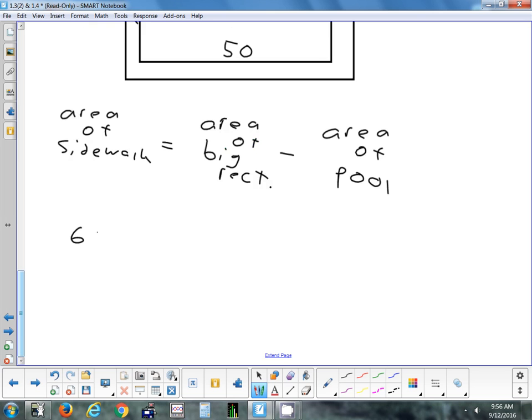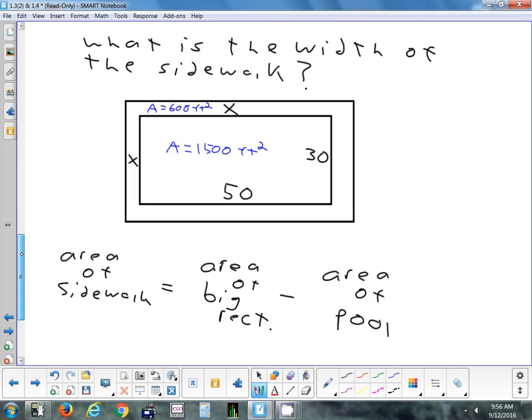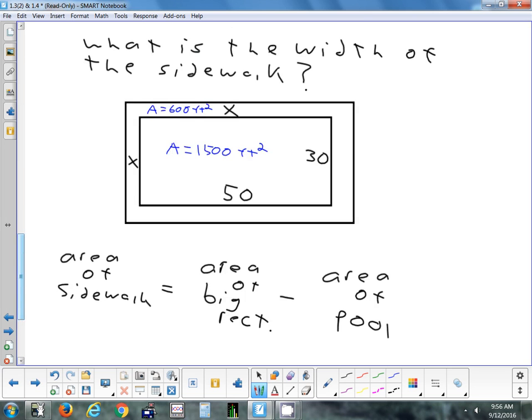So we know that. Now, we don't have a number for the area of the big rectangle, but we know it's a rectangle. And the formula for the area of a rectangle is, yeah? Is it 2 length plus 2 width? That's the perimeter of a rectangle. Length times width. Yes, so that's what we're looking for.